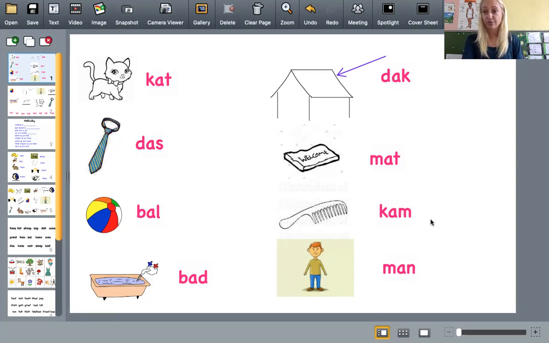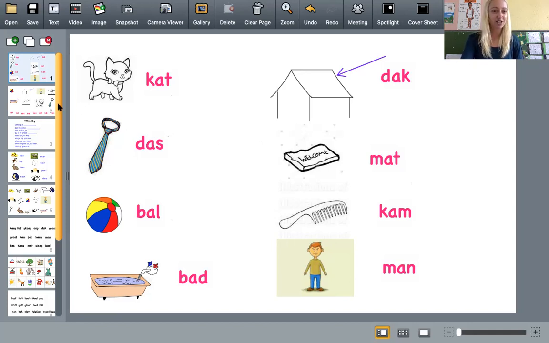So I'd like us to go through them again. Just from the top, nice and easy, just say them with me carefully with the correct "ah" sound in the middle. So, kat, das, bal, bat, dak, mat, kam, man.